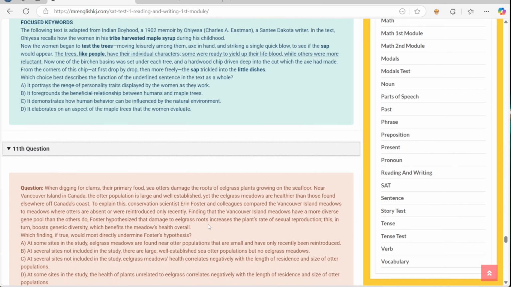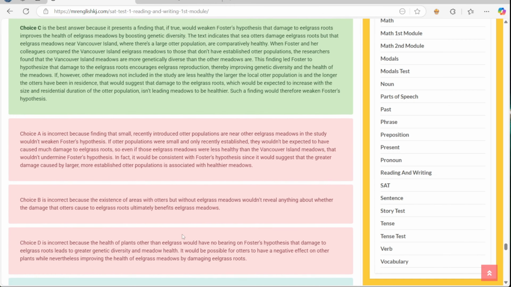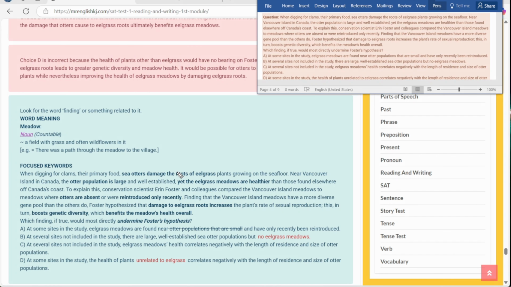Okay, eleventh. I hope you paused and read it, right? Now the question was asking, remember we need to first go through this part. Which finding, if true, would most directly undermine Foster's hypothesis? So, keywords, as you can see, the bold ones, they are keywords. Okay. We need to find something that undermines Foster's hypothesis, meaning whatever Foster hypothesized, whatever Foster said or claimed, we need to find something that undermines it. To undermine the authority means to not accept the authority. We are going to find an option that says the opposite of it.